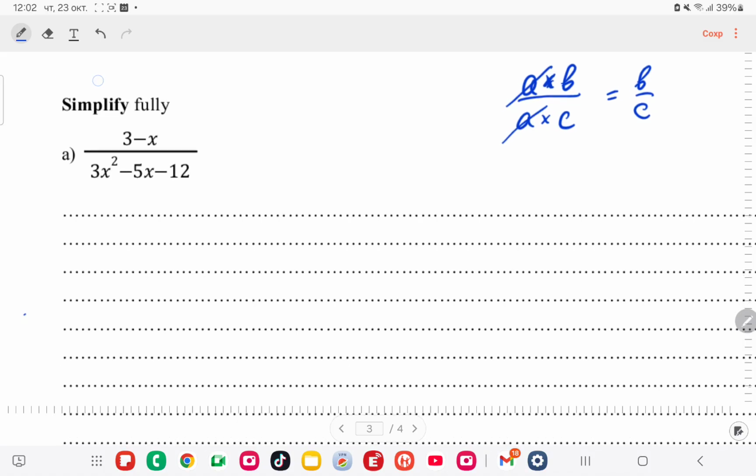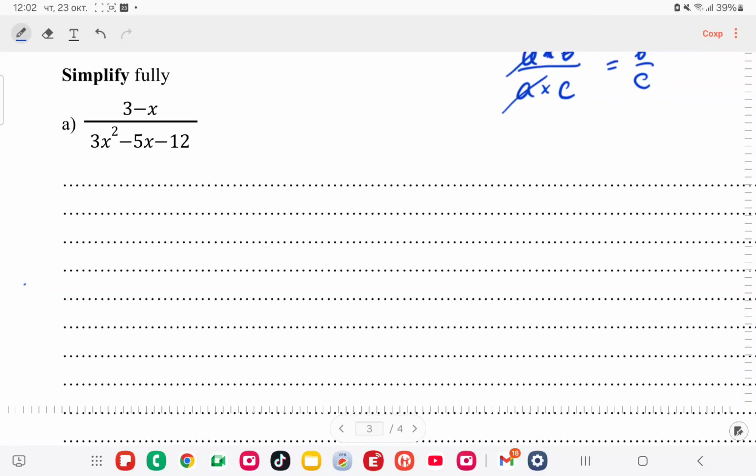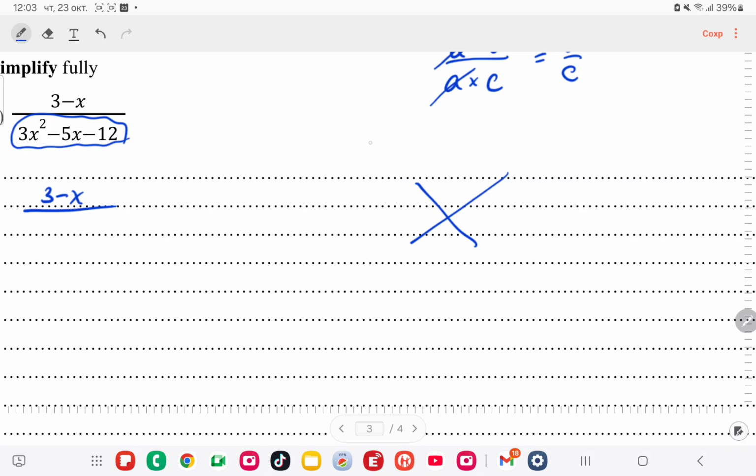So that's why we have to factorize our fraction, numerator or denominator. It depends on the question. For this question, it is clear that we have 3 minus x, nothing to do with this, but we can factorize the denominator. Let's factorize it separately somewhere here. So it is, let me write it here, 3x squared minus 5x minus 12 to be factorized, yeah?